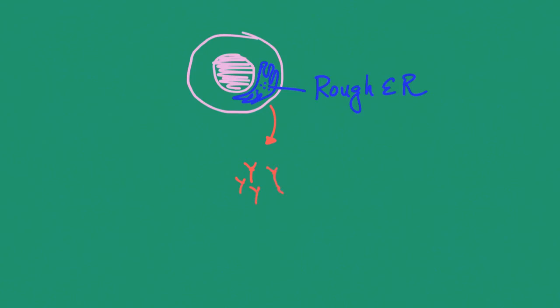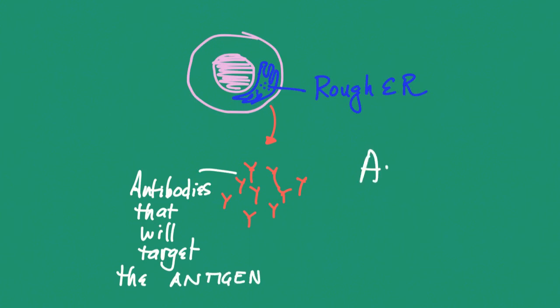The last stage in antibody-mediated immunity is the production of antibodies. As you see, this is a plasma B cell, and with its rough ER, very functional, it's producing antibodies. The Y-shaped red structures that you see here are the antibodies, and they have the ability to target the antigen so that they may be marked for destruction by other cells, by other white blood cells.